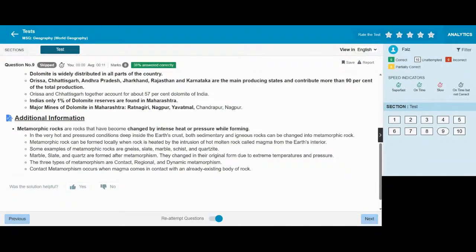Some examples of metamorphic rocks are gneiss, marble, and slate. Marble, slate, and schist are formed after metamorphism. They change from the original rock and are formed due to extreme temperature and pressure. The three types of metamorphism are contact, regional, and dynamic metamorphism. Contact metamorphism occurs when magma comes in contact with an already existing body of rock.